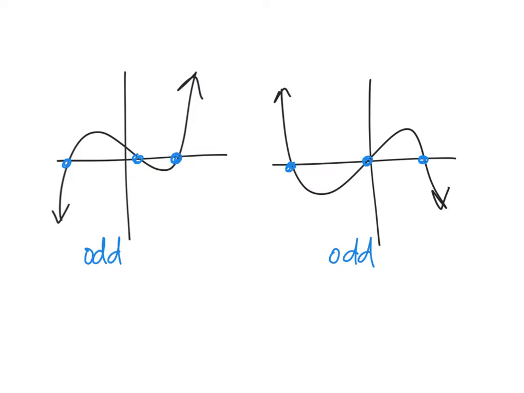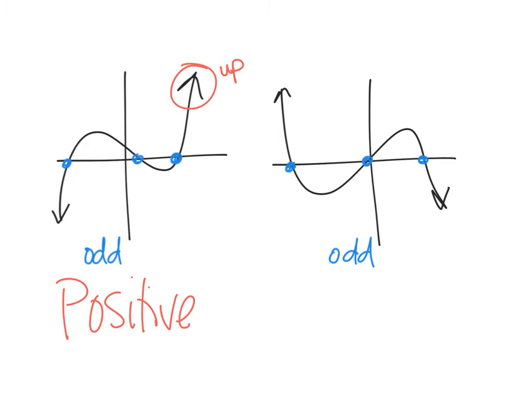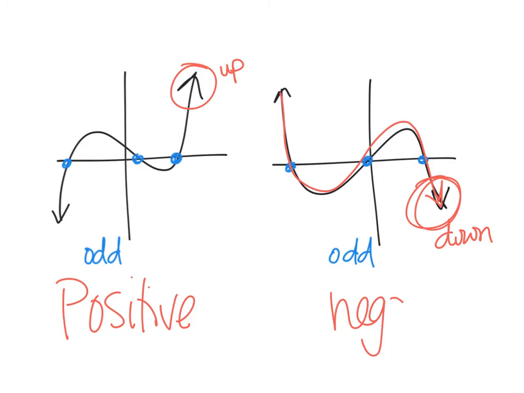Think about if you were riding on a roller coaster, if this is a roller coaster, if you look at the end, you're going up forever. And when I say the end, I'm talking about the right side. So it's the right side that we want to look at. And since this is going up, this first one is an example of positive. The second one, if you follow the tracks, you're going to be going down on the right side. So that's an example of negative.